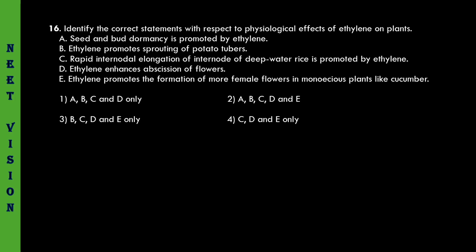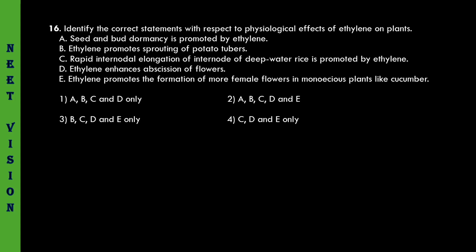Seed and bud dormancy is promoted by ethylene. No, it is broken by ethylene. Seed and bud dormancy is promoted by abscisic acid. Ethylene promotes sprouting of potato tubers. Absolutely true. It promotes the germination of seeds and sprouting of potato tubers. B is correct. A is incorrect.